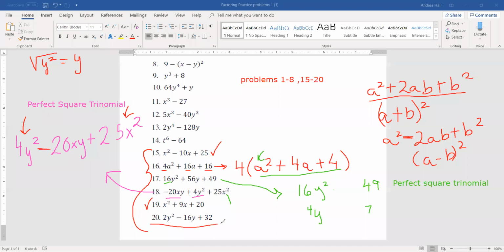Number 20, factor out the greatest common factor. What do all three of these terms have in common? They all have a 2 in common. So if I factor that out, I'm going to get y squared minus 8y plus 16. That's what I'm going to have inside the parentheses. And then now I don't have a coefficient to worry about. Now you guys can factor it, okay? So you're going to factor this even more. So you're not done with that. And that is the end of your worksheet.